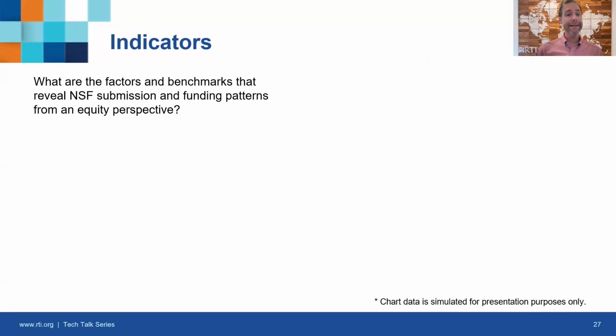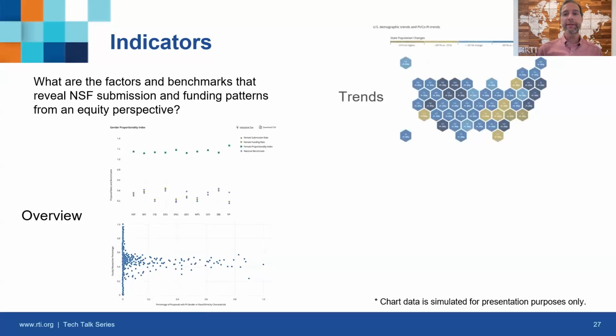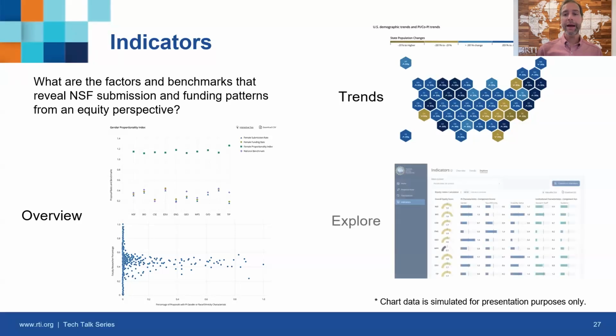The third is indicators. So what are the factors and benchmarks that reveal NSF submission and funding patterns from an equity perspective? Here again, we've got a set of visualizations that provide an overview of the relevant issues. Trends, in this case, we're looking at trends in the national context using census data that I'll talk about in a moment. And then lastly, a really data-rich environment to be able to explore a full set of indicators, somewhat along the lines of what Lisa was describing in the other related project.